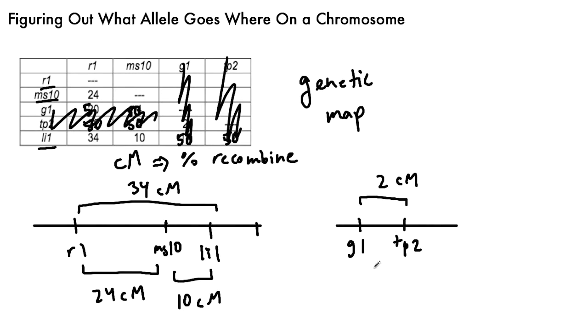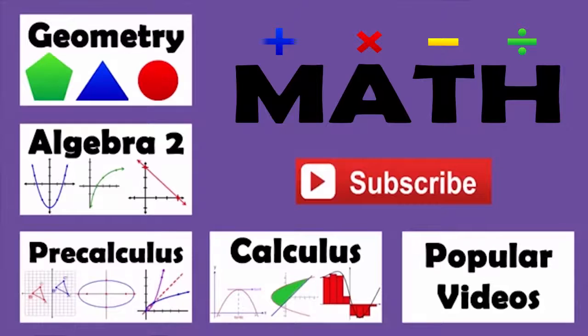Also, just a little note, these aren't drawn to scale, because the 2 centimorgan is sort of bigger than the 10 centimorgan. But yeah, that is how you figure out which allele goes on what chromosome using a genetic map.